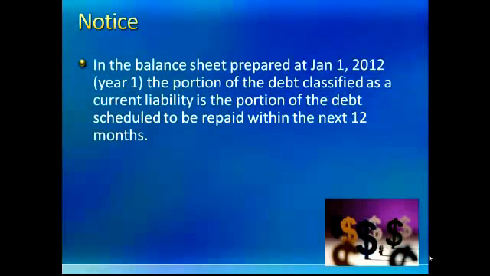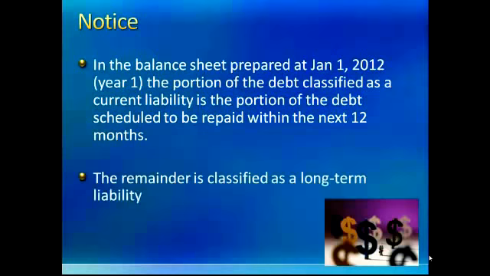In the balance sheet, when you go to prepare your balance sheet, the portion of the debt classified as current is going to be the portion of the debt scheduled to be repaid within the next 12 months. And then the remainder will be classified as a long-term liability. So again, like I talked about before, if you think about a 30-year mortgage, the next year's worth of mortgage payments comprise part of your overall mortgage that you still owe.